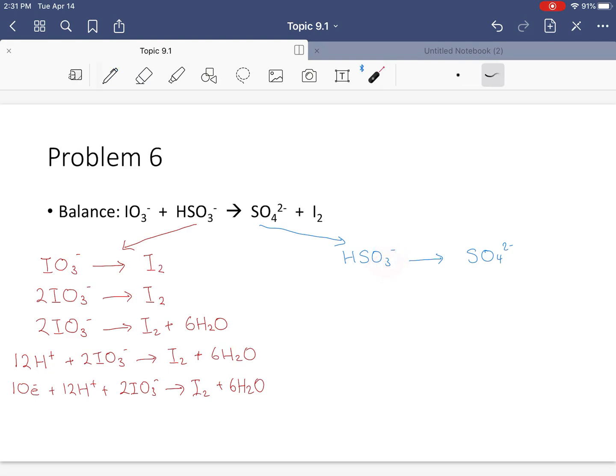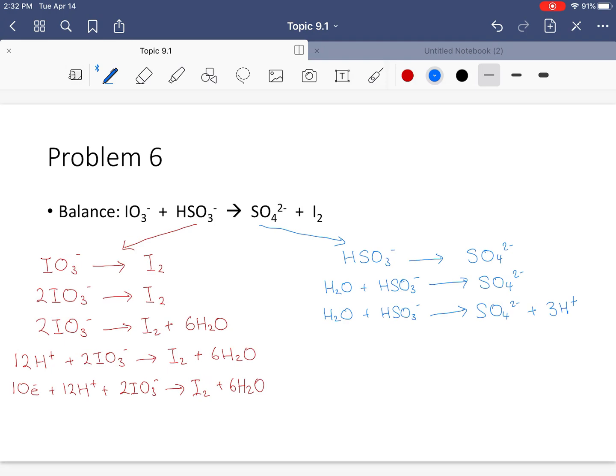Let's look at oxygen. Well, there's 3 oxygen on the left and 4 oxygen on the right. That's simple. We'll add 1 water to the left. Now oxygen looks great. Hydrogen doesn't though. There's 2, 1, 3 hydrogen on the left. So I better make sure there's 3 hydrogen on the right. Plus 3 hydrogen on the right.